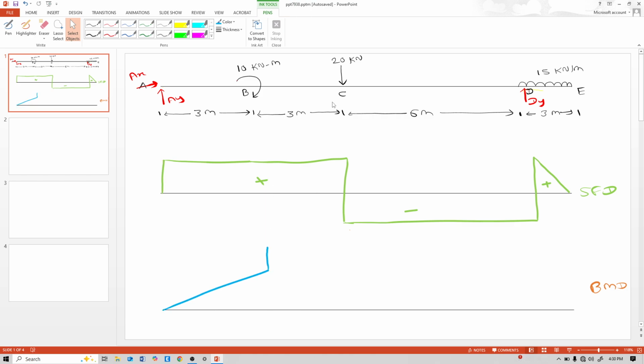At point C the shear is 0, that means the moment is maximum there. Between B and C there is no load, so an inclined line. Here it is maximum. Again, between C and D there is no load, so here it is an inclined line like this. D to E is hogging, that means it goes like this, and this is hogging, negative. This is a parabolic curve due to the UDL. This is positive.